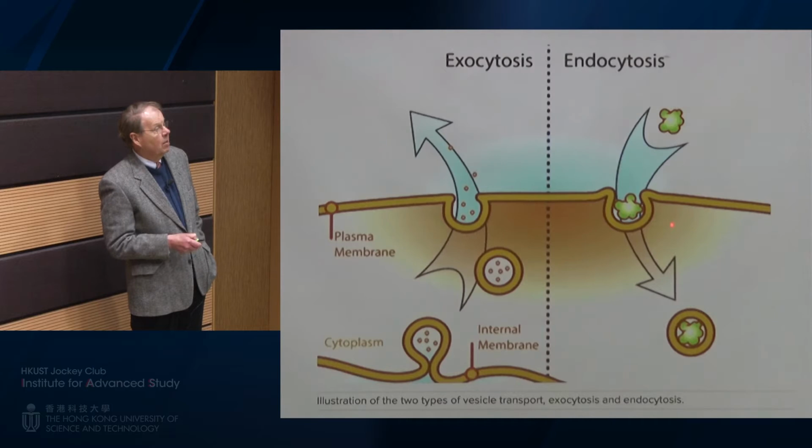And some of the phospholipids that were in the membrane have gone here, but after it's all over, this will be a flat membrane. That's endocytosis.